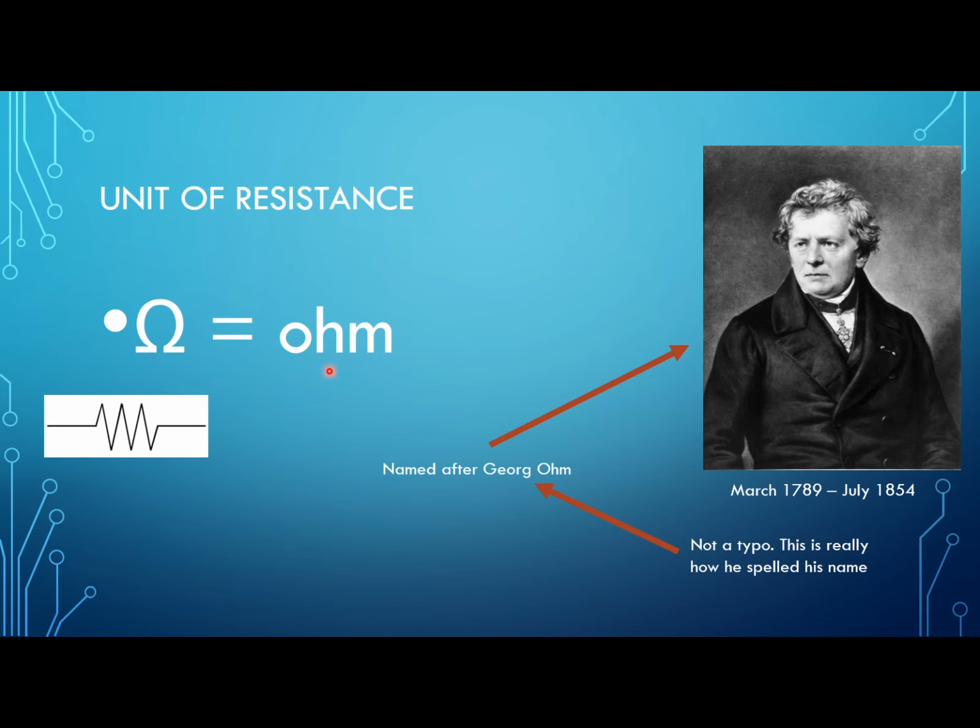Alright, so the unit of resistance here is called the ohm. This is the Greek letter omega. The ohm, of course, was named after a scientist who did research in this area, in this case George Ohm, born shortly after the American Revolution. And this symbol here, these squiggly lines that kind of remind you of a heart rate monitor, is the symbol that we'll use for resistors in a circuit diagram.